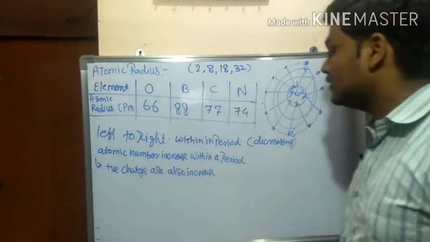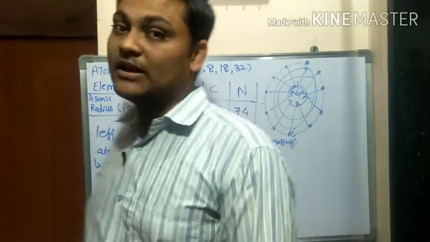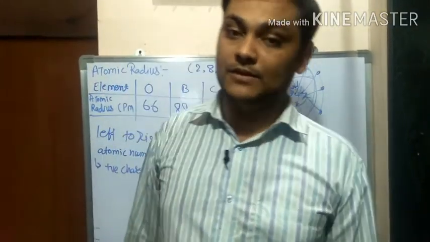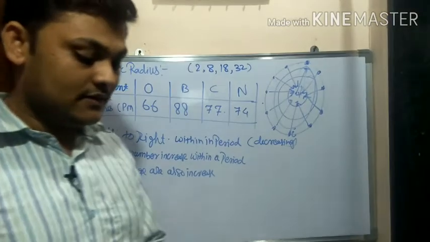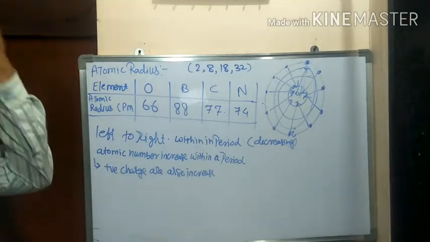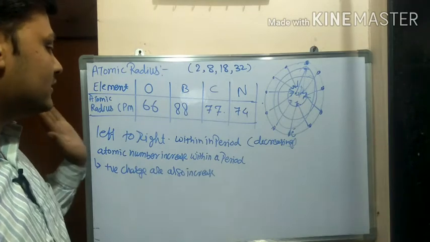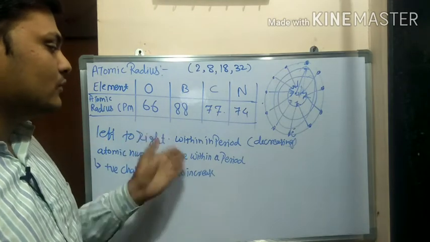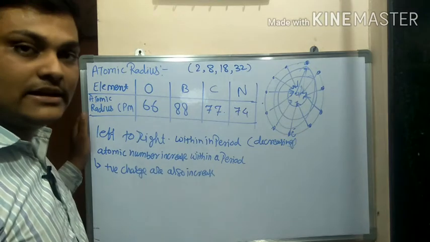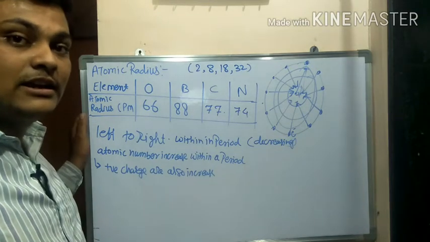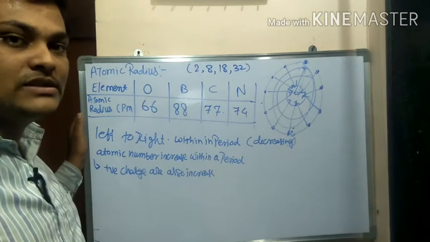When atomic number increases across the period, we can clearly say that going from left to right, the atomic radius decreases, as you are able to see here.